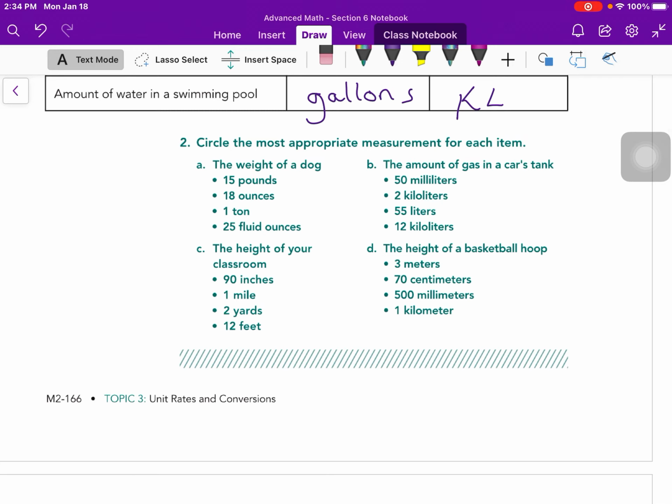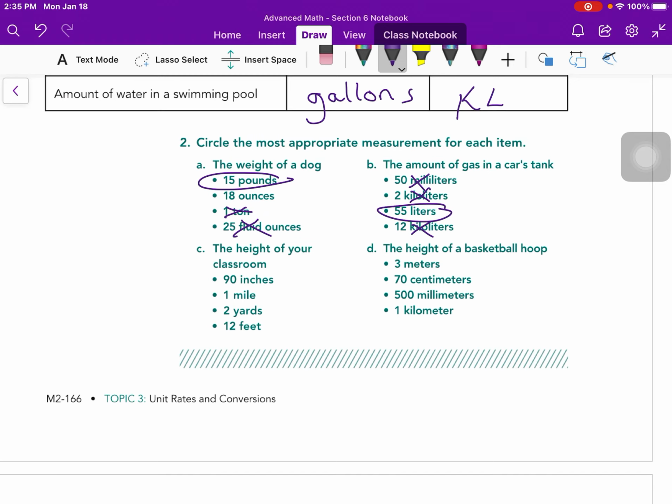Circle the most appropriate measurement for each item. The weight of a dog. He's not going to weigh a ton. He's not liquid. So 18 ounces or 15 pounds? I know there's 16 ounces in a pound, so I think 15 pounds would make sense. The amount of gas in a car's tank. I know these are all liters, like a 2-liter bottle of pop. So kiloliters are way more than that. They're going to be way too big, and milliliters are going to be too small, so I think 55 liters would probably make sense.